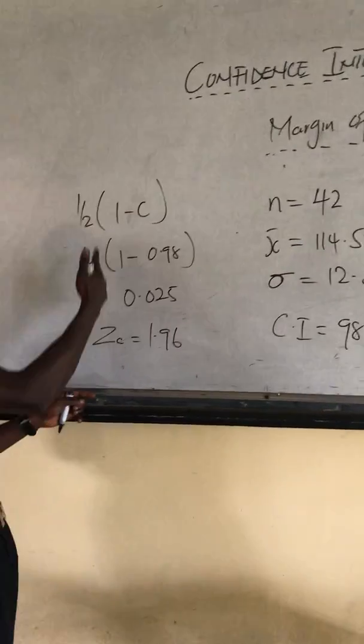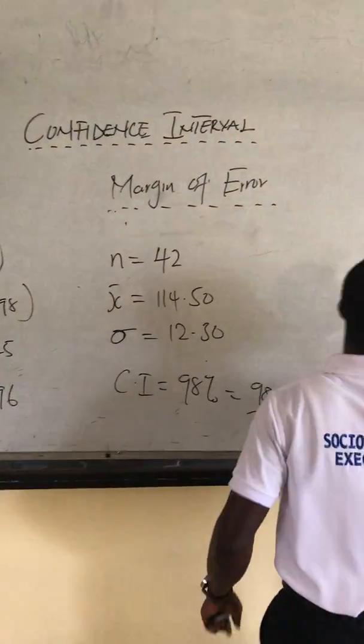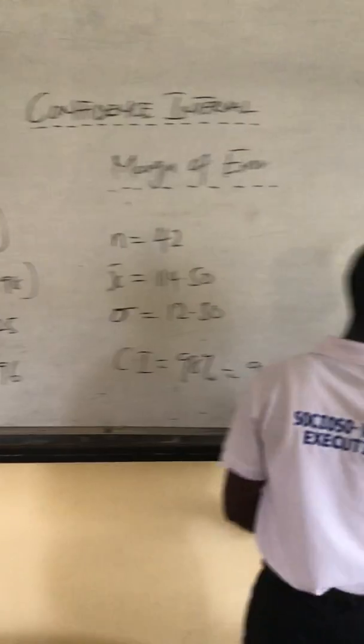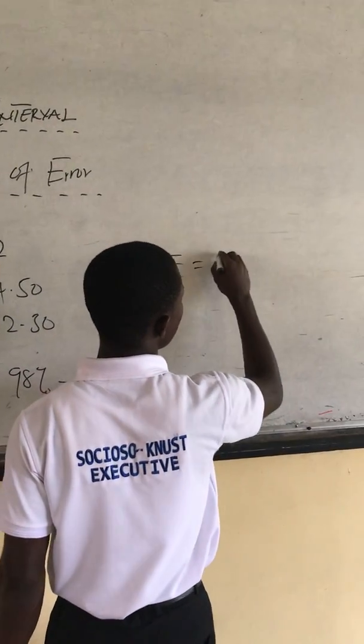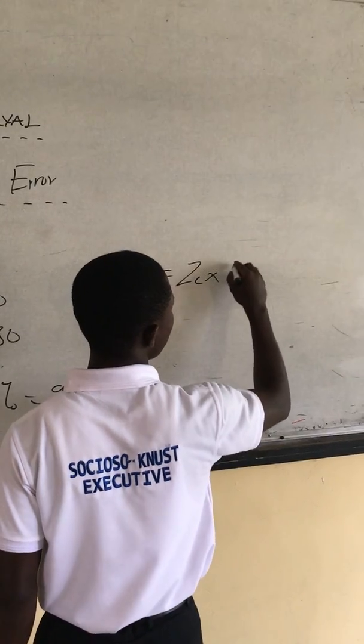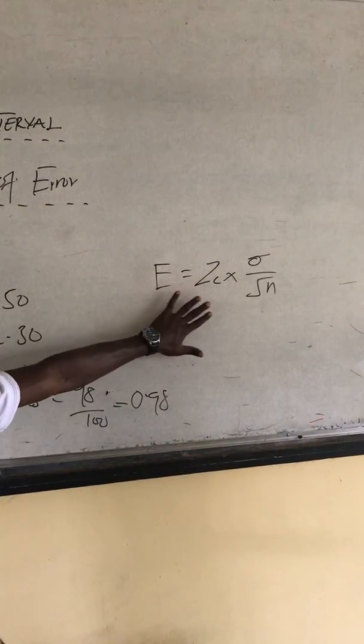So please, I hope you've gotten these steps. Okay, let's come here. The margin of error says that E equals Z of C times standard deviation over root of n. So this is the margin of error formula.